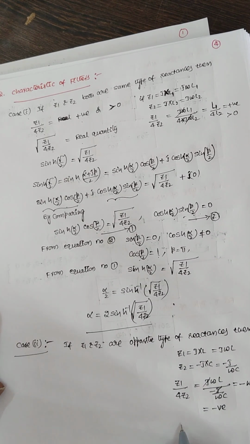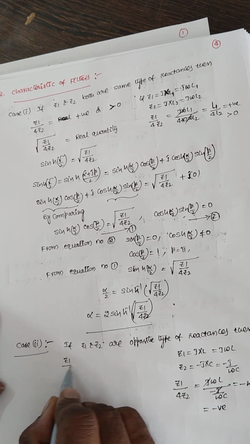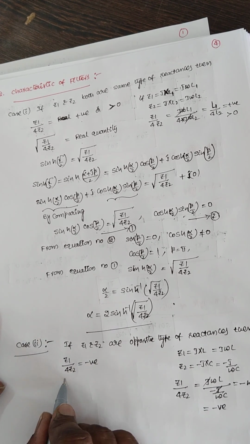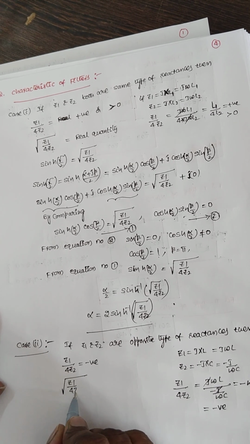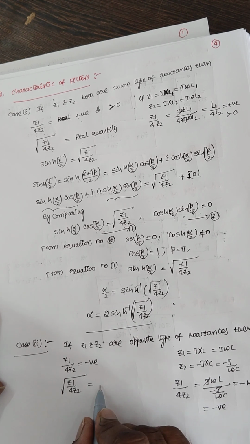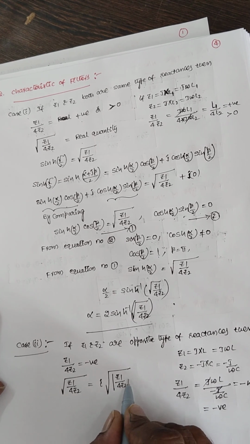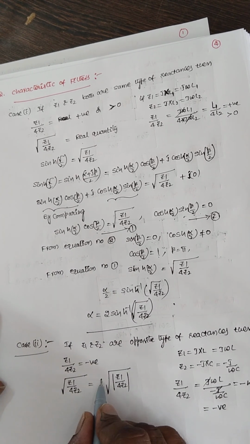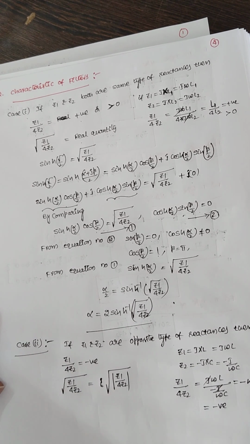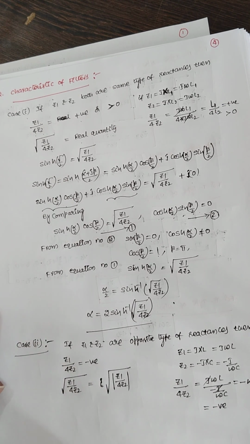So for these opposite reactances, z1 by 4z2 is negative, and the square root of z1 by 4z2, if it is negative, I can write as square root of modulus of z1 by 4z2. I can write it like this. It is an imaginary quantity, minus 1, which is taken out from this square root, and it will become j.